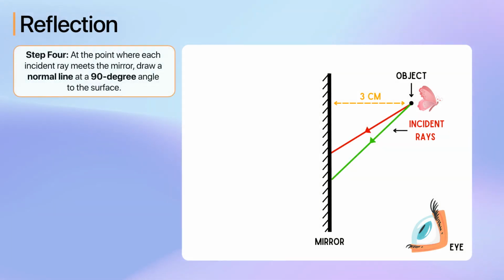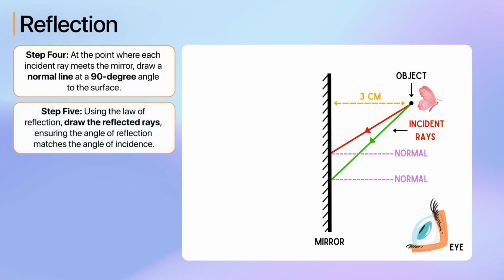Next, at the point where each incident ray meets the mirror, draw a normal line at a 90-degree angle to the surface. This will help us measure the angles of reflection. Finally, step 5. Using the law of reflection, draw the reflected rays, ensuring the angle of reflection matches the angle of incidence.